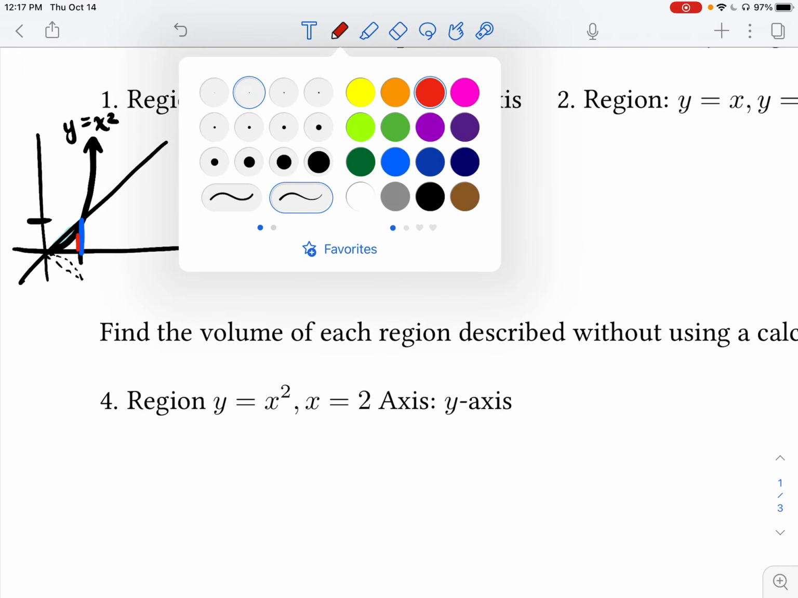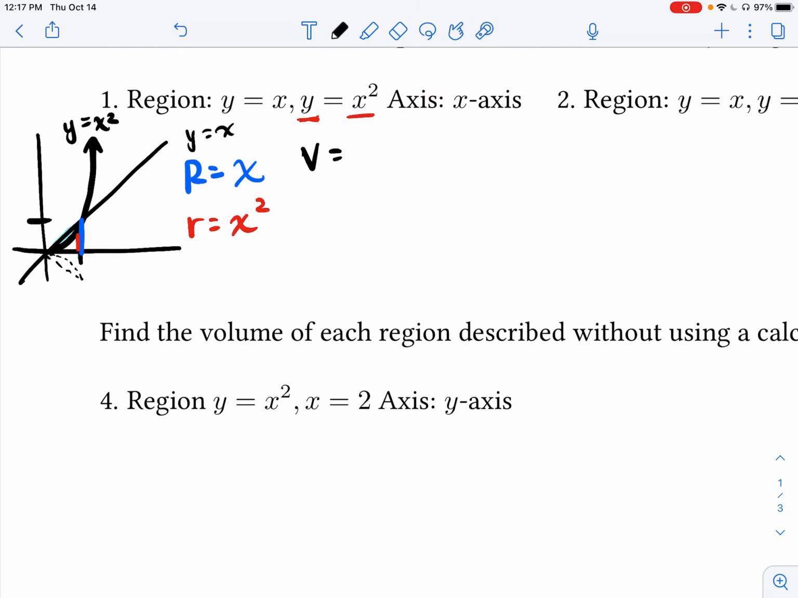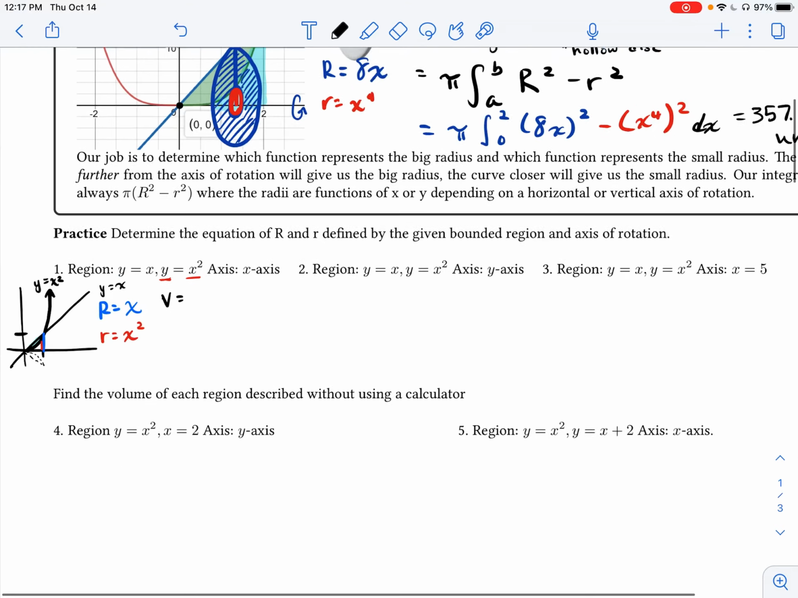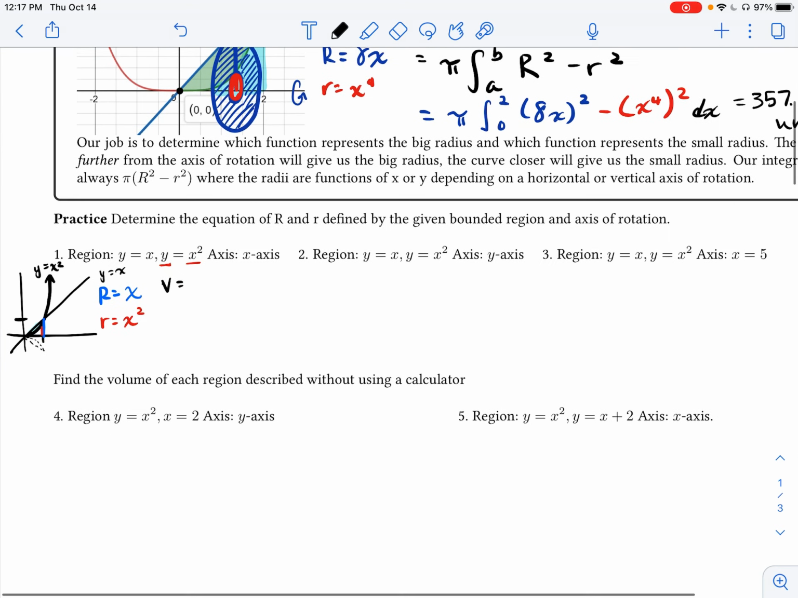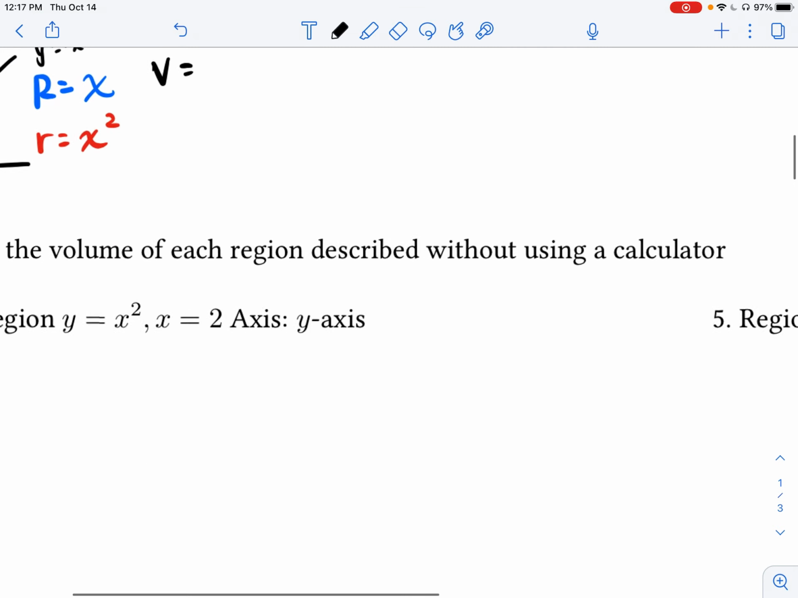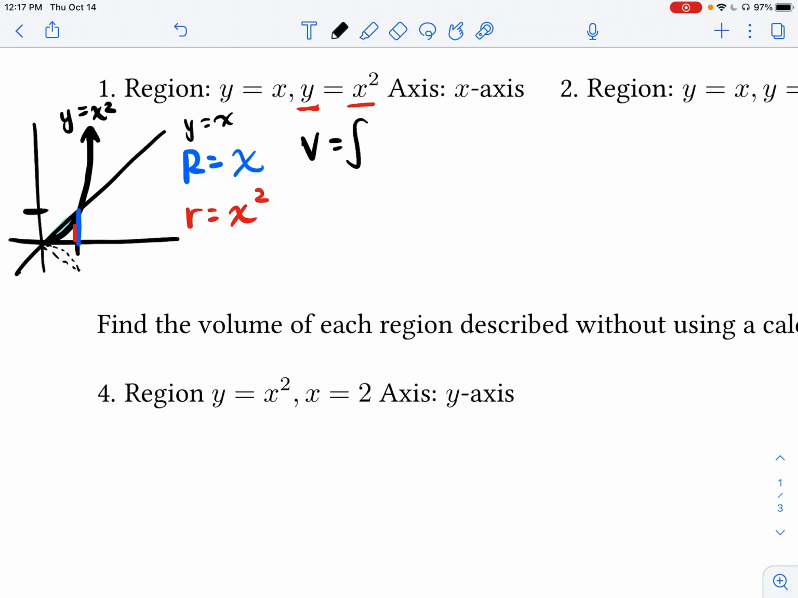If I needed to set up the volume here, which I'm not asking you to do for these practice problems, I'm just determining the uppercase R and my lowercase r, or my big radius and my small radius. But if I needed to, I could integrate this from 0 to 1, because that's where these two functions intersect, at the point 1. And this would be R squared, x squared, minus lowercase r, which is x squared, all of that squared, dx. And I left off the pi. Of course I did. There we go. So that would be my integral there.